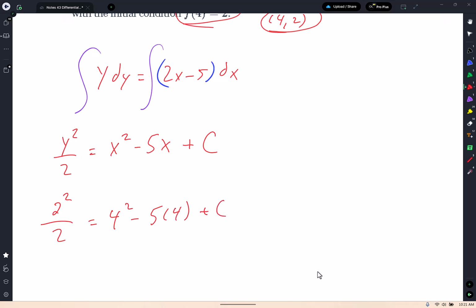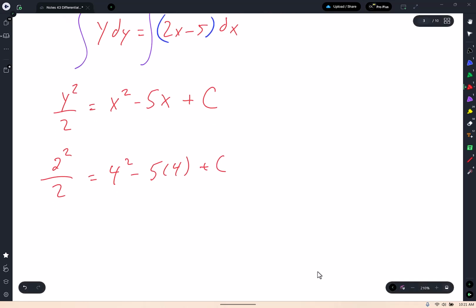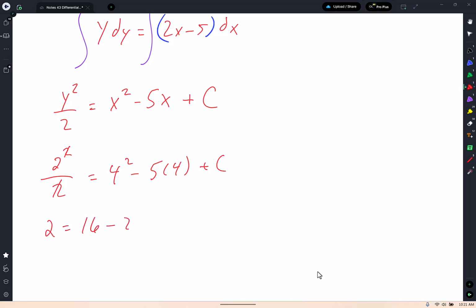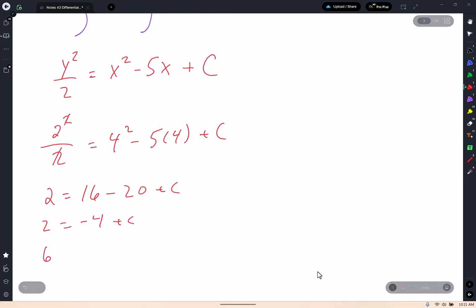Are we still okay, guys? All right. 2 squared is 4. 4 divided by 2 is 2. Or I guess you could just cancel, right? So 2 equals 4 squared is 16. 5 times 4 is 20. Haven't done anything crazy, guys. 16 minus 20 is negative 4. So when you move that to the other side, c is 6. Let me know if everything checks out. Plus 4, plus 4.